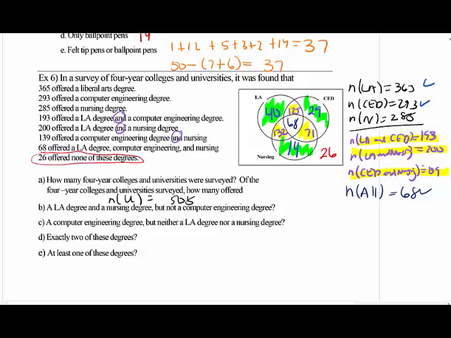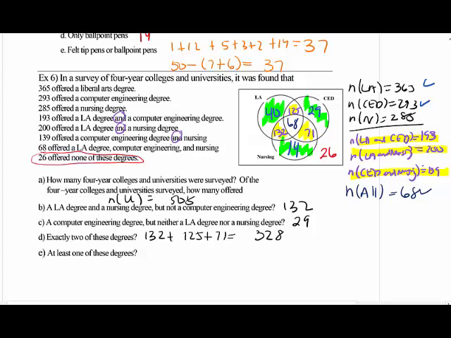The next ones are saying, of those 505 people, how many offered? So B says a liberal arts degree and a nursing degree, but not computer engineering. So we're looking in those yellow regions. We don't want it to be in computer engineering, which should be this 132. Computer engineering degree, but neither LA degree or nursing, which means this is an only computer engineering. So this answer should be 29. Exactly 2 would be the yellow regions that we have up there. So the 132 plus the 125 plus the 71, which should give me 328.